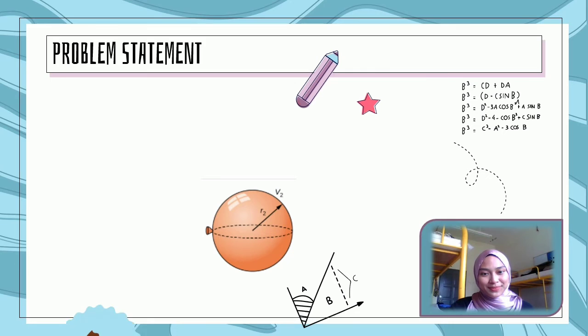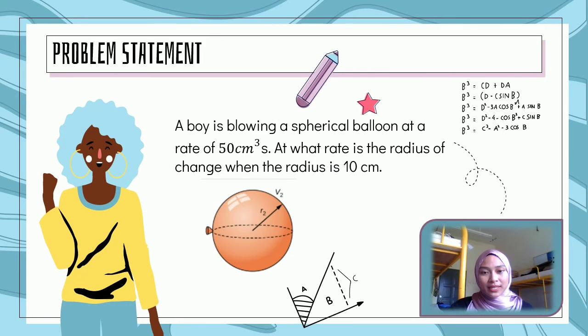Okay, this is the problem statement. A boy is blowing a spherical balloon at a rate of 50 cubic centimeters per second. At what rate is the radius changing when the radius is 10 centimeters? This is the spherical balloon. So the question asks about the rate of change of the radius when the radius is 10.